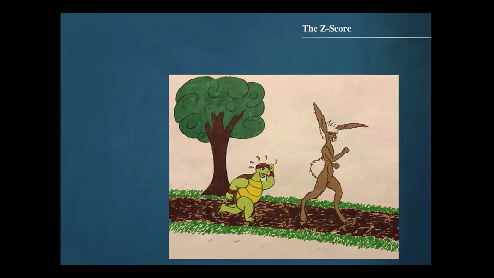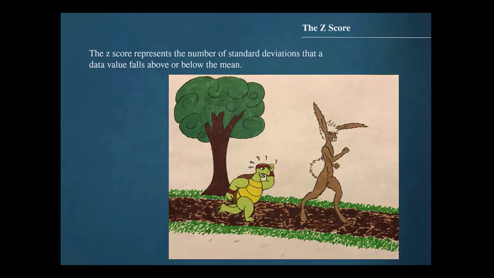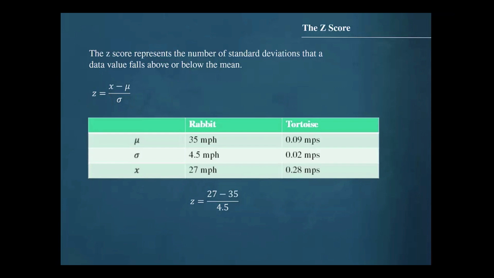One measure that is used for this purpose is the z-score. The z-score represents the number of standard deviations that a data value falls above or below the mean. In calculating the z-score, we will subtract the mean from the data point, then divide by the standard deviation. So assuming rabbits have a mean top speed of 35 miles per hour and a standard deviation of 4.5, a speed of 27 miles per hour would fall 1.78 standard deviations below the mean. Negative z-scores indicate that a data value falls below the mean.